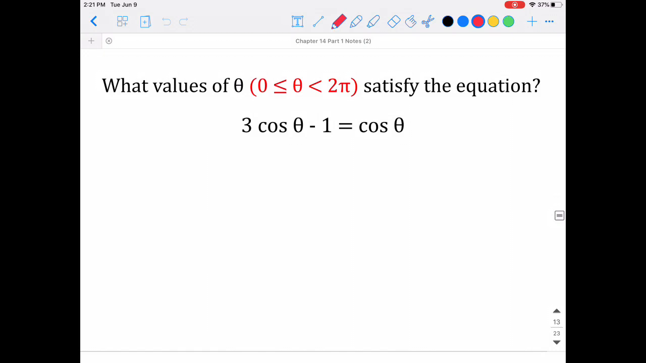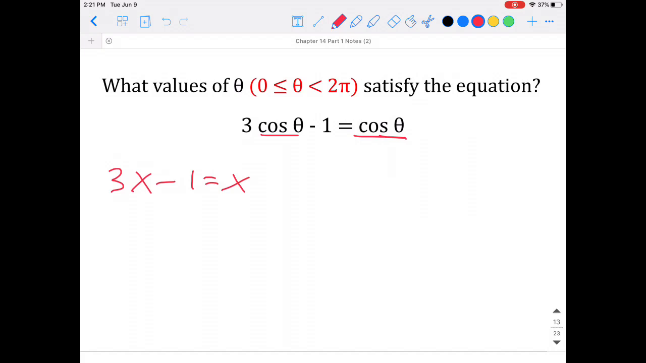So what values of theta, and notice I'm telling you that theta is going to be between 0, including 0, and 2 pi, satisfy the equation. So our equation, we have 3 cosine theta minus 1 equals cosine theta. Just like when we're trying to solve other equations, say we rewrite this, instead of in terms of trig, with a variable. So say we say 3x minus 1 equals x.